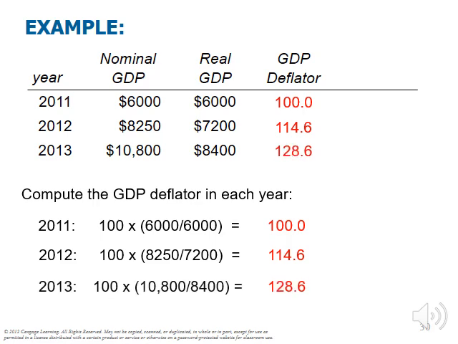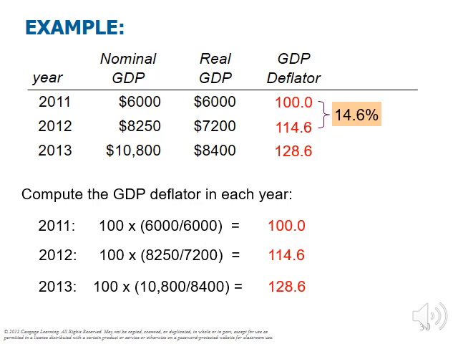We can calculate the inflation rate by looking at the rate of change in the price index. In 2012, the GDP deflator was 114.6. In 2011, the price index was 100. You can see that we've had a 14.6% increase in the price index, a 14.6% increase in our price level. Inflation from 2011 to 2012 was 14.6%.